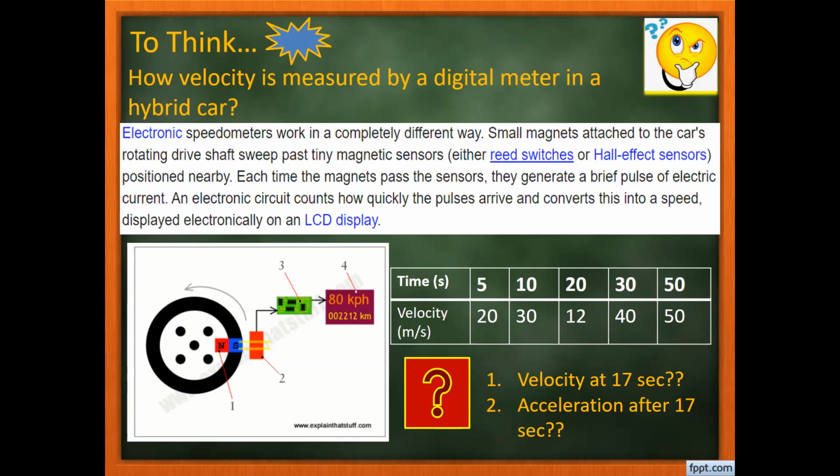So the question is, can we determine the velocity at 17 seconds? Obviously, I can't predict it by looking at the velocity pattern in the data, and similarly the acceleration, which is the derivative of velocity, at 17 seconds.